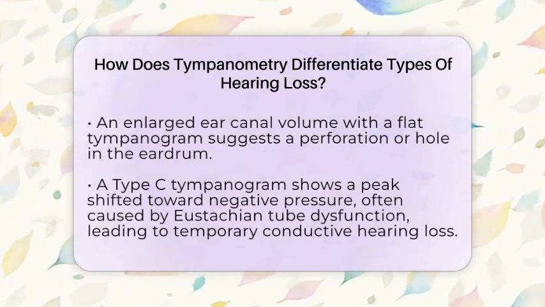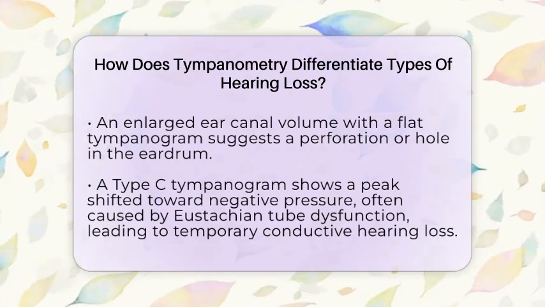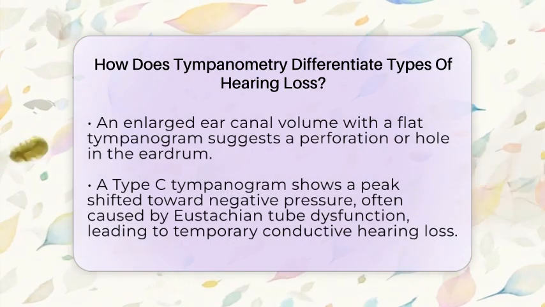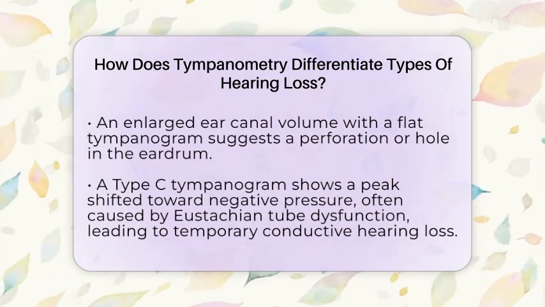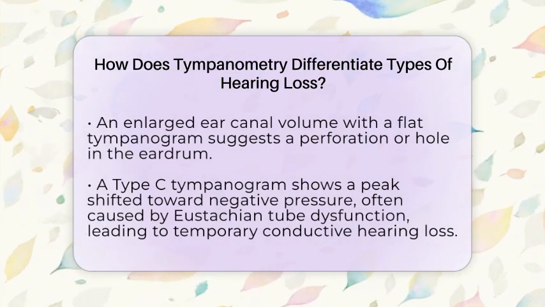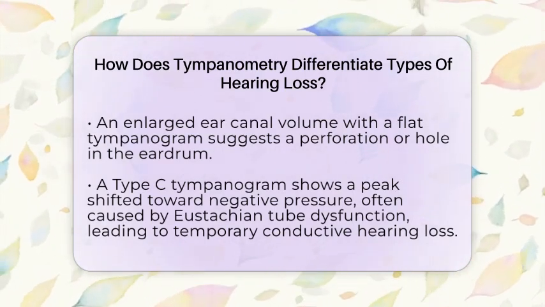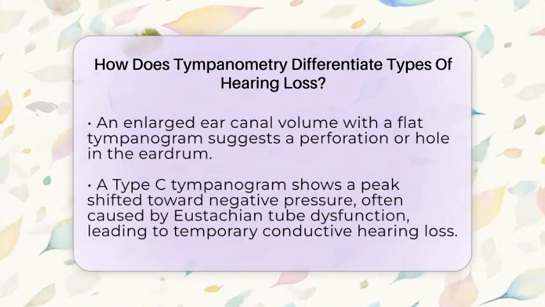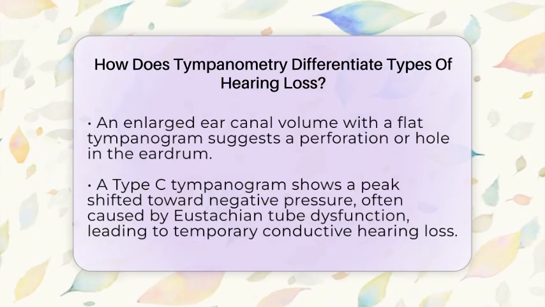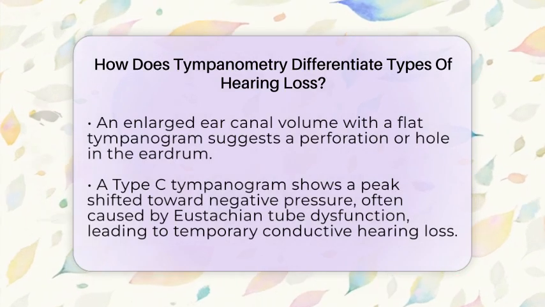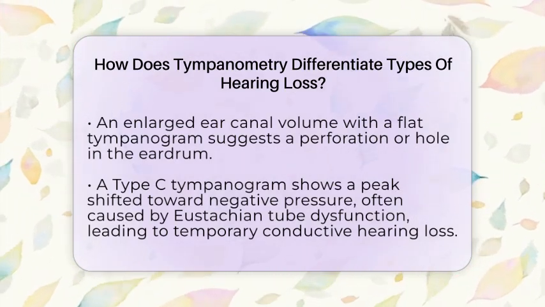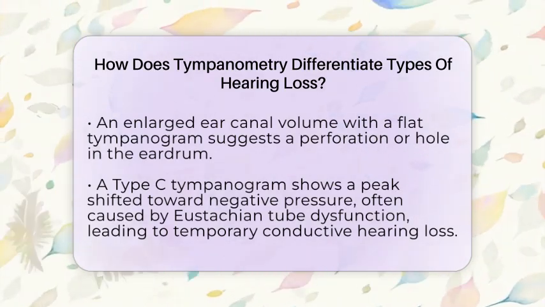There are also subtypes of type A. The type AS, or shallow, shows a lower peak compliance, meaning the eardrum is stiffer than usual. This could be due to scarring or conditions like otosclerosis. The type AD, or deep, shows higher than normal compliance, suggesting the eardrum is hypermobile, which might happen if the tiny bones in the middle ear are loose or disconnected.